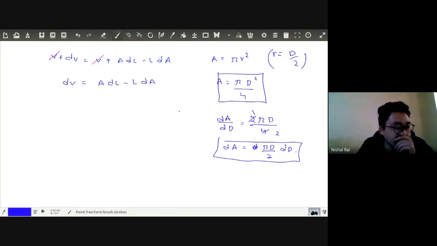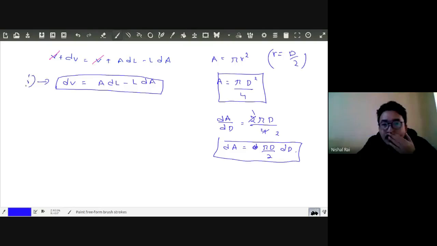Now we want to get dD by D. Till now, we will call this equation 1. Now, what we are trying to do is, we want to get dD by D from this area. Clearly, one thing we can do is, for timing, let's start from here. So, dA divided by pi D times dD.